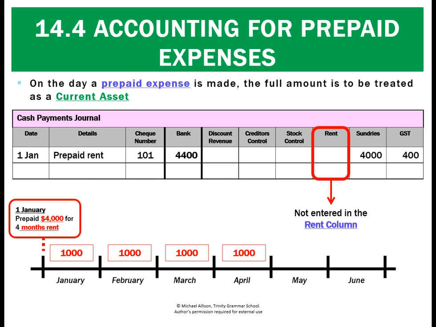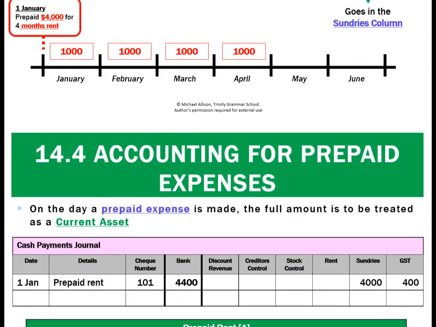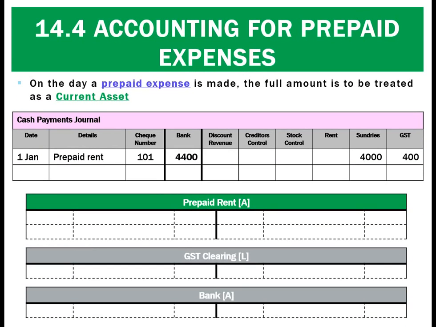This isn't a payment for rent. Payment for rent would be just the rent for January. But what we've done is prepaid 4 months of rent, and that is actually an asset. Because that's an asset, it wouldn't go in the rent expense column. We'd put that in the sundries column. So on the day a prepaid expense is made, we're going to call all of that a current asset.